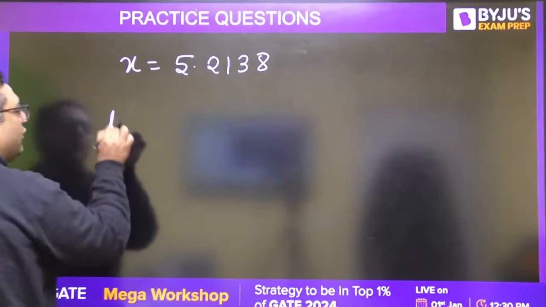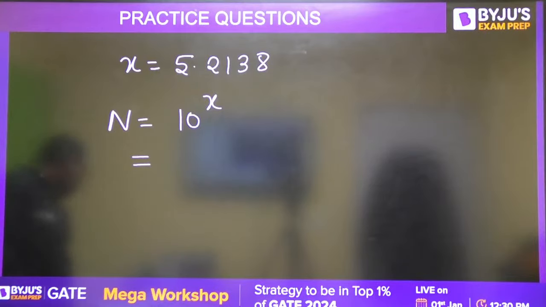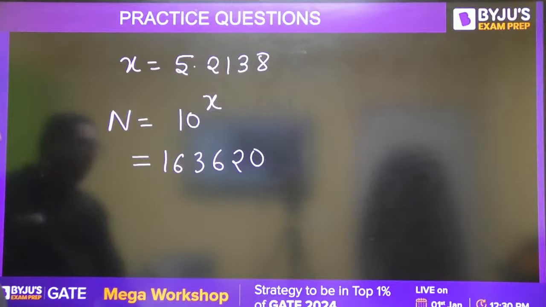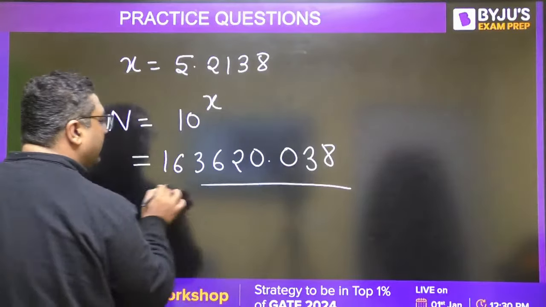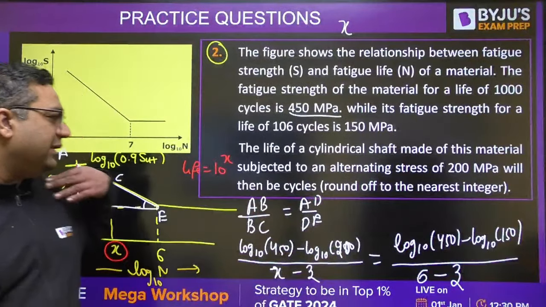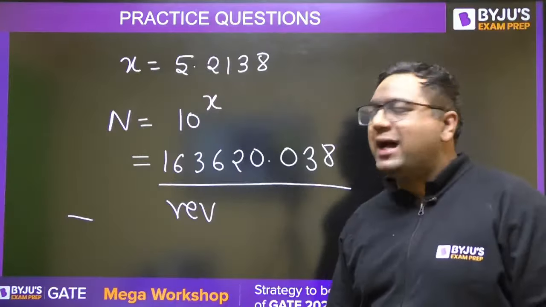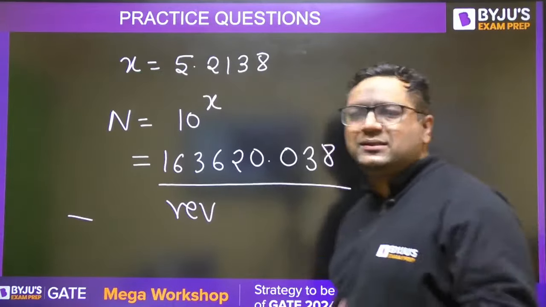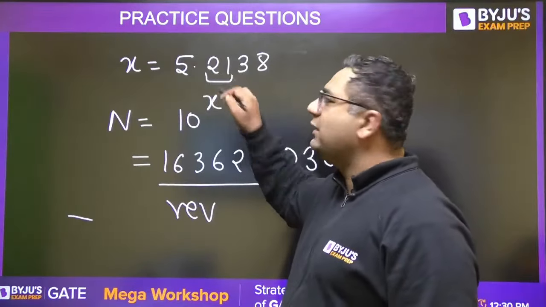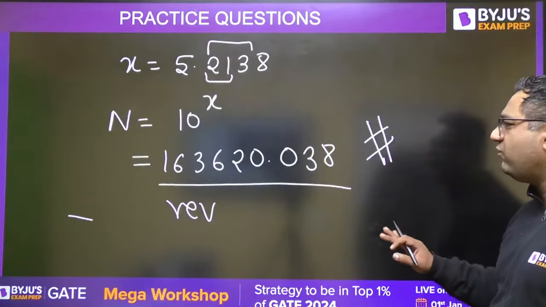So I am getting x to be 5.2138. So the number of revolutions is 10 to the power x, which comes out to be around 163,038. That is what we are getting. Okay, he has asked the answer in cycles, so you need to give the nearest integer. Very good, Teju. So the answer is this. If you are getting plus or minus something in machine design, that is fine, because it depends on the calculations. If you put up to 2 decimals, you will get a different answer; with 3 decimals, a different answer. Generally, we need to work up to 3 decimals. So the answer for this is this one.